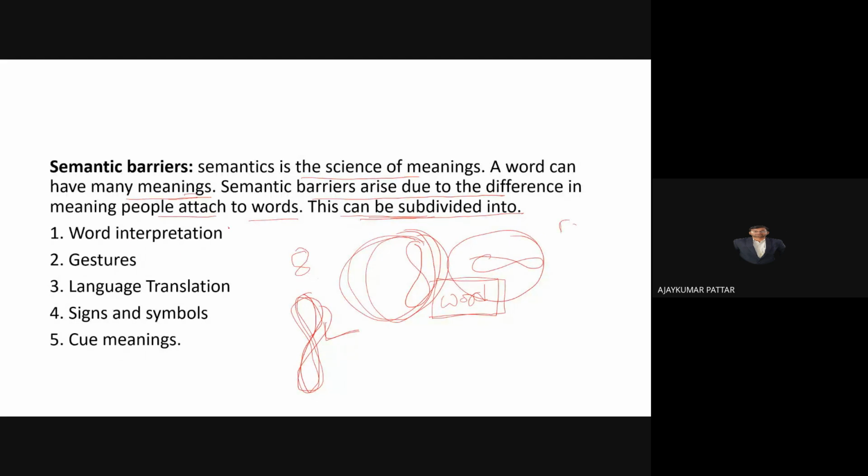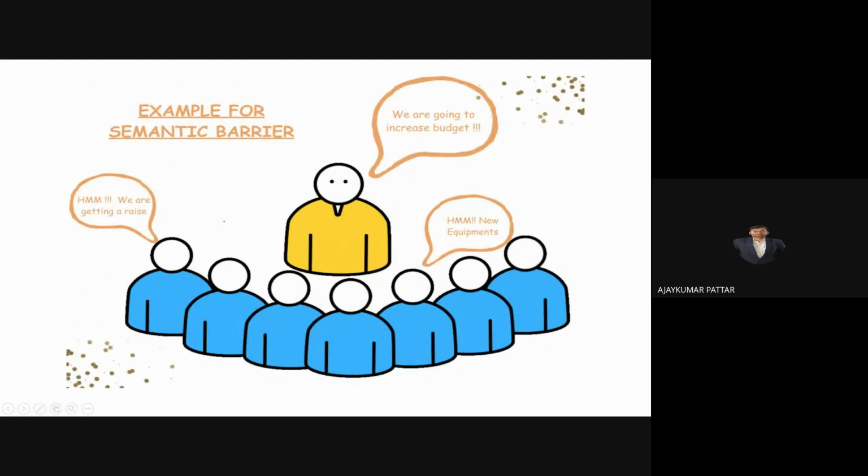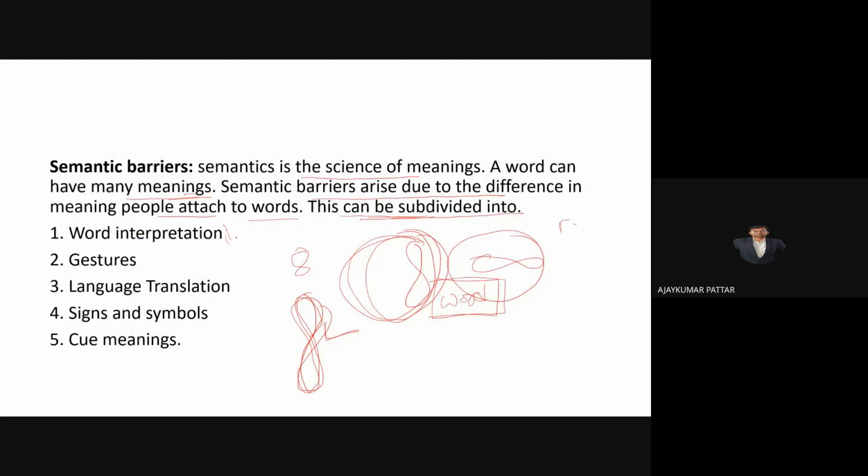For example, it is divided into word barriers, word interpretation. If I write like this, you will be confused. Someone will read it immediately, someone will be confused about what it is. This type of perceiving a different meaning, creating different meanings in different people, is called a semantic barrier. Did all of you understand the concept?